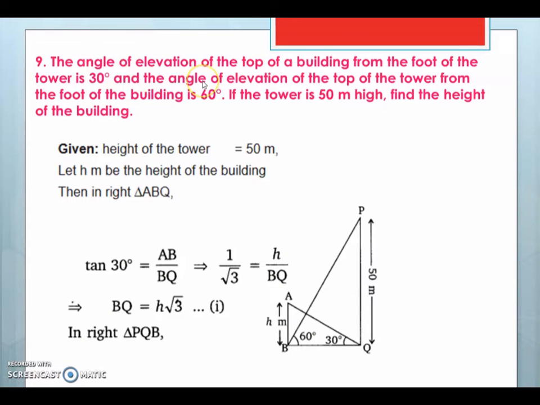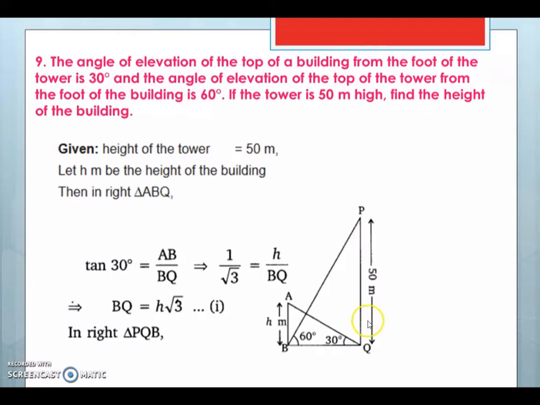The angle of elevation of the top of a building from the foot of a tower is 30 degree and the angle of elevation of the top of the tower from the foot of the building is 60 degree. If the tower is 50 meter high, find the height of the building.